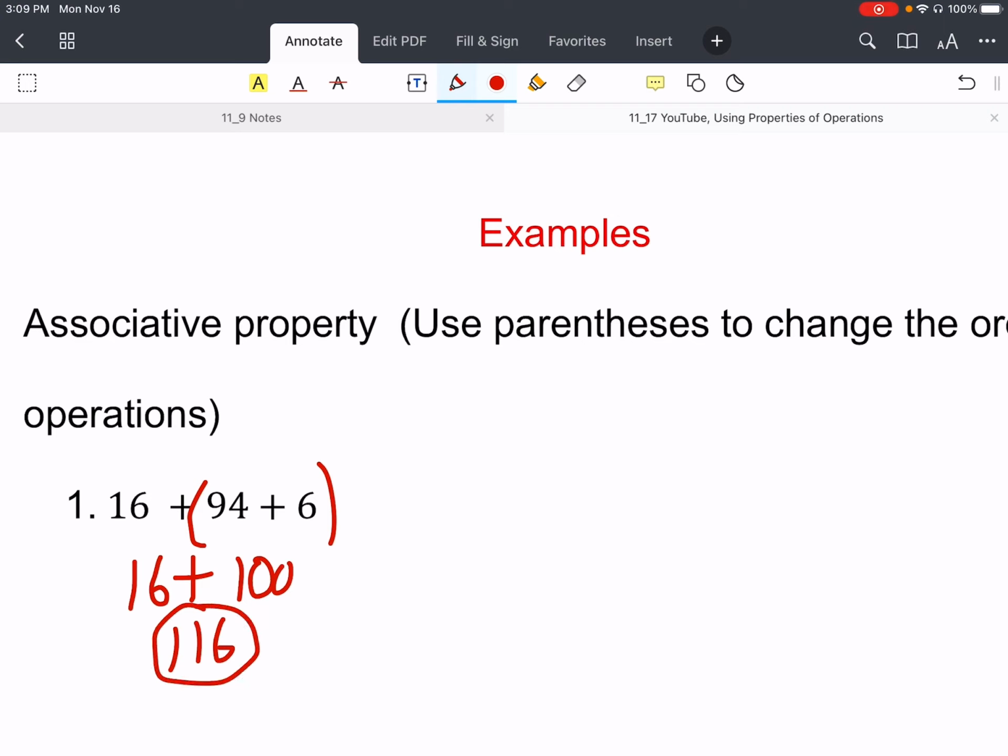So without the associative property, we would have done 16 plus 94 first because we would add from left to right. The parentheses changed everything. Notice that we don't change the order of the numbers, but the parentheses changes the order that we do the operations.